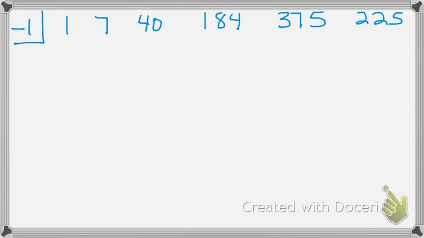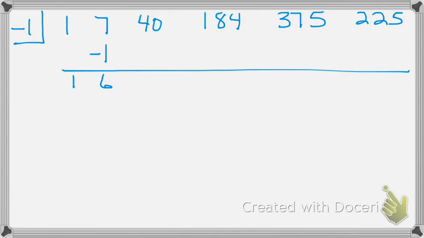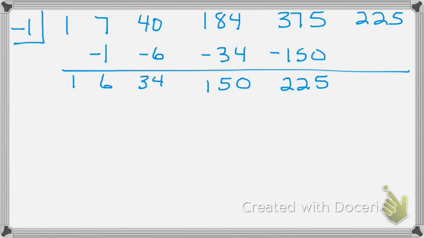Okay, so let's pull down the 1. 1 times -1 is -1. 7 and -1 is 6. -1 times 6 is -6. 40 minus 6 is 34. -34, subtract, I get 150. 150 times -1 is -150. Subtract 150 from 375 and I get 225. 225 times -1 is -225. And sure enough, it did come out to 0 even with those crazy coefficients. Is everybody okay with that?